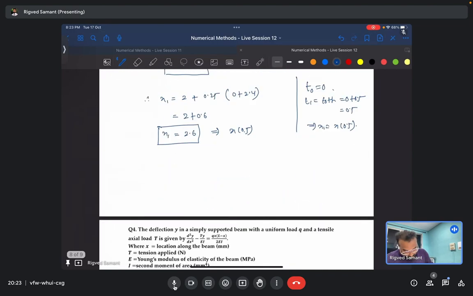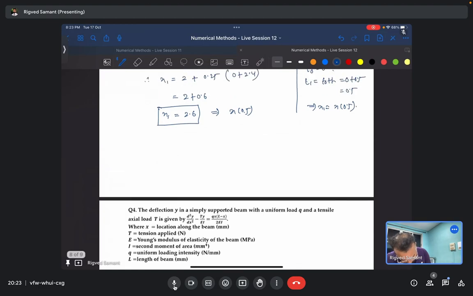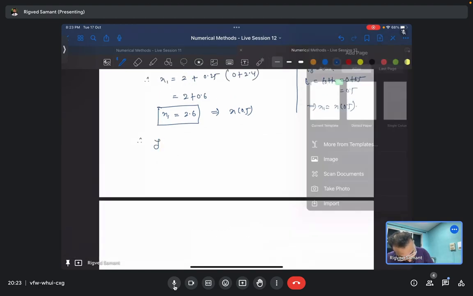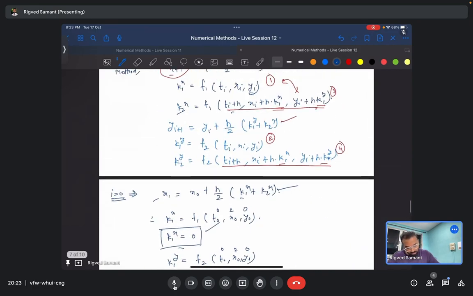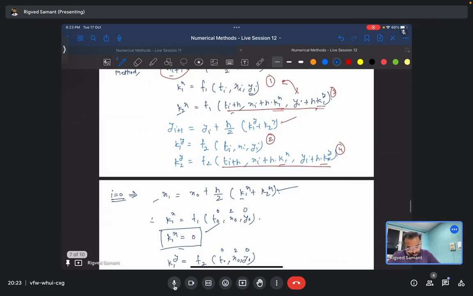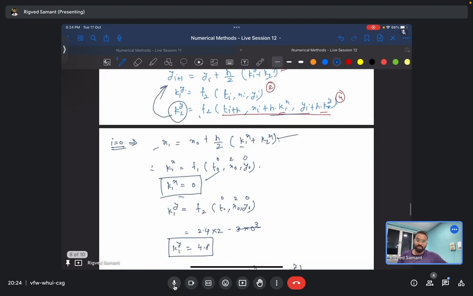You can further go ahead and calculate y1 as well. So how to calculate y1? For y1 you will require k2y. We have already calculated k1y, k1x and k2x. You also calculate k2y first. You will get the value and then you will substitute it here. Do we have any doubts till now? Do you want me to repeat this, or have you understood the basic principle, basic concept or basic logic of it?